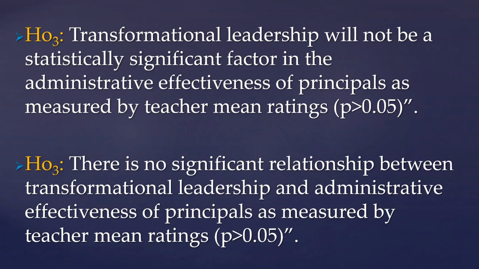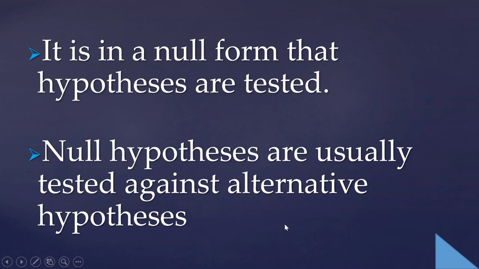Hypothesis 3: Transformational leadership will not be a statistically significant factor in the administrative effectiveness of principals as measured by teacher mean ratings, in brackets as usual. In another form, it can be stated like this: there is no significant relationship between transformational leadership and administrative effectiveness of principals as measured by teacher mean ratings at the 0.05 level.